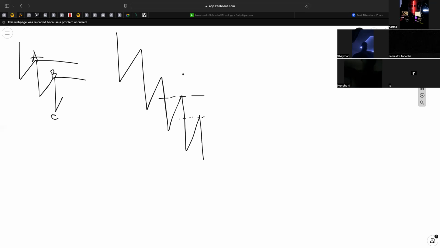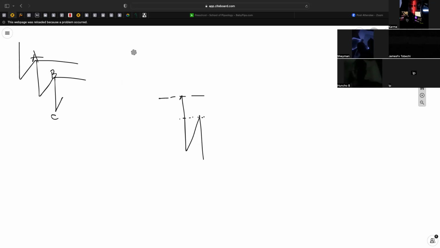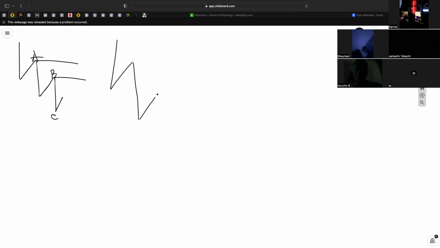So now, I will try to break this down into different parts for you. First, let me talk about the incomplete pullback. The basic incomplete pullback is when the market is coming in an impulsive phase like this, and the market refuses to pull back to 50%. Let's say this is the 50% level. So when the market refuses to pull back to the 50% level and create a new low, that simply tells us that this is an incomplete pullback.